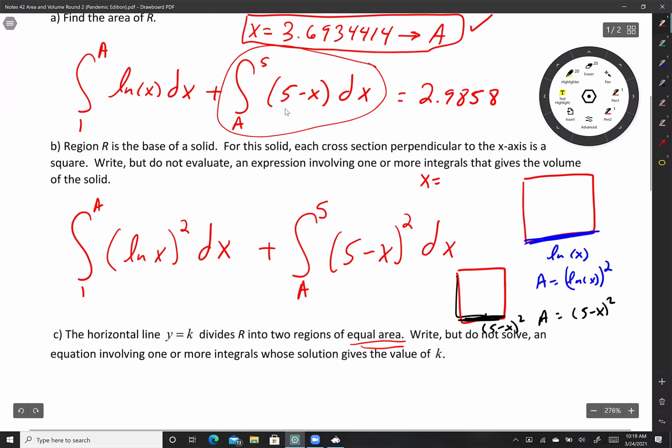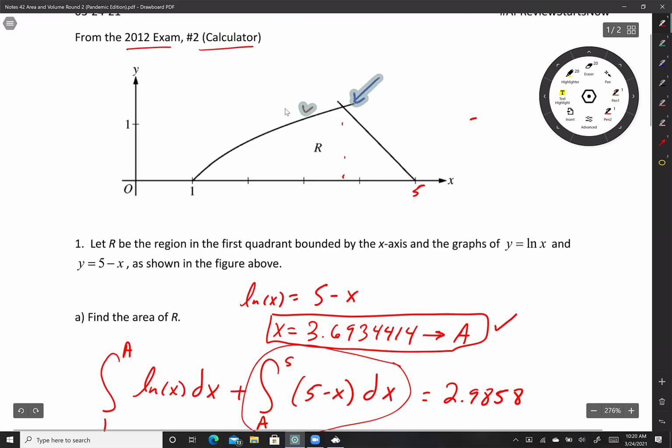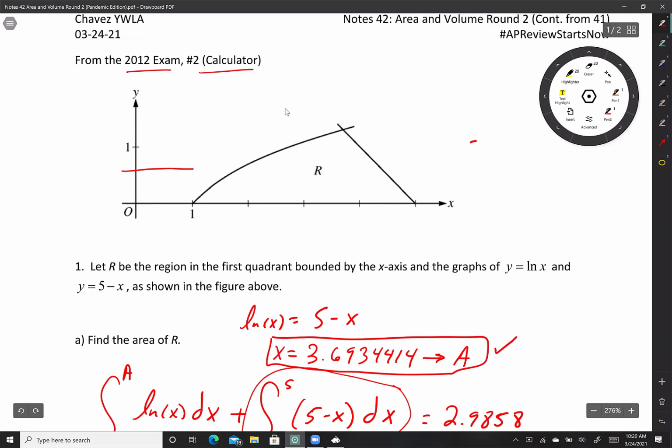So here we go. Everyone focus on this. Come up here and focus on this guy. They're telling me y equals k divides region R into two regions of equal area. So here's y equals k. I'm not sure if it's right there, guys. I'm just drawing something. It's probably more down because it looks like I have more area in the bottom than the top. So let me write it a little lower. Something like that.